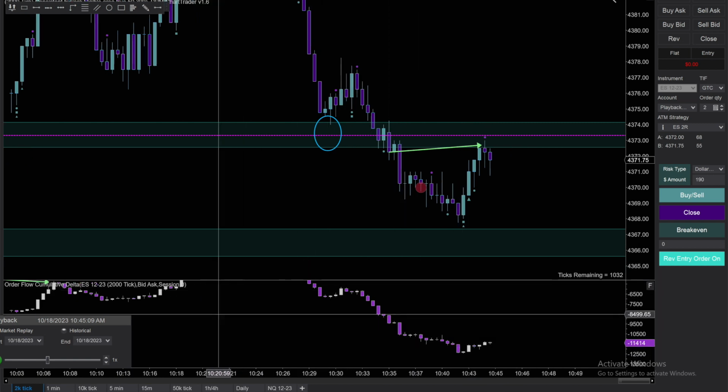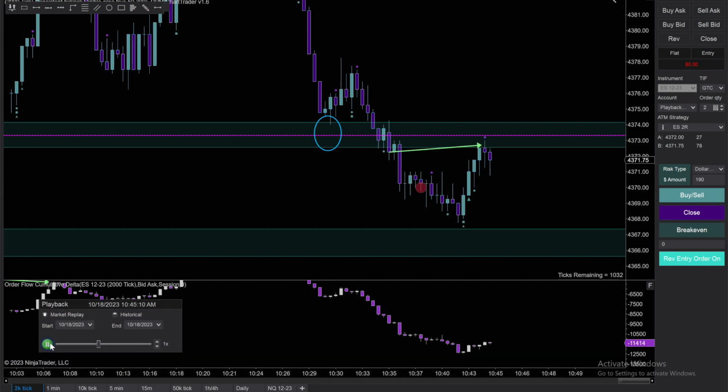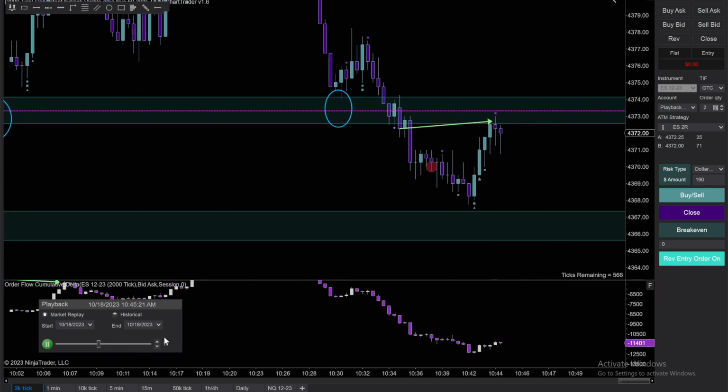Again, you're going to have a couple entry options. As we begin to play forward, the first thing I'm watching for is a breakdown of both price and delta together. That's going to be the sort of aggressive entry on these trades.